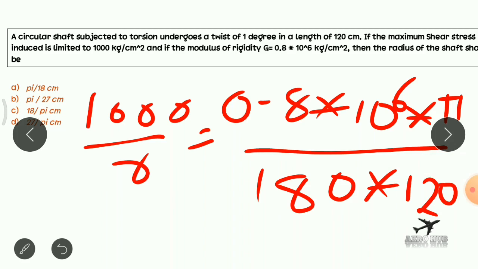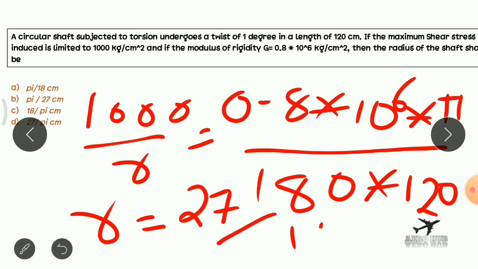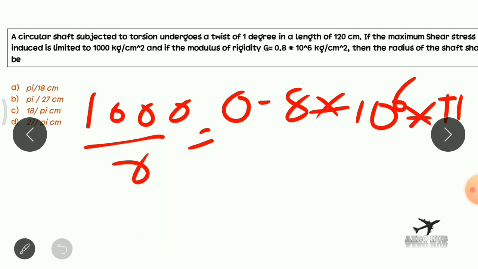So when I solve this, I'll be getting an answer as R is equal to, because pi will be coming in the denominator, so we have option C and option D. The answer will be 27 divided by pi. Okay, this is the answer. The answer is option D.